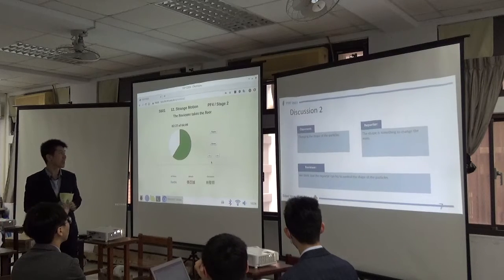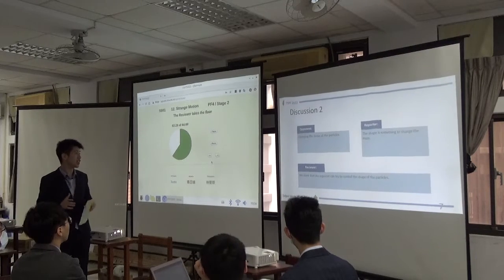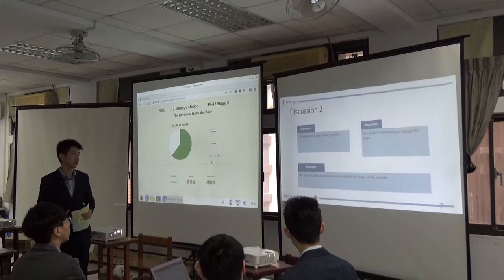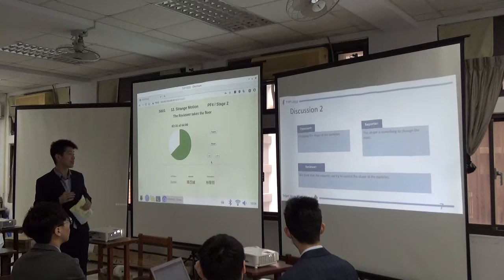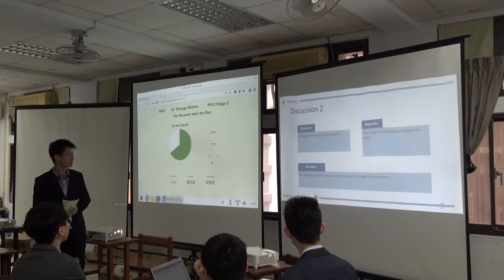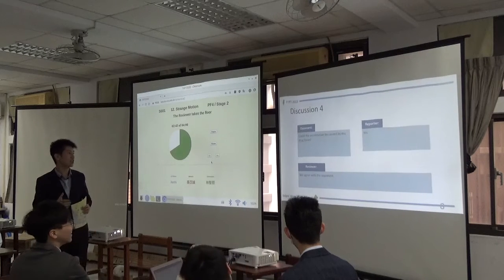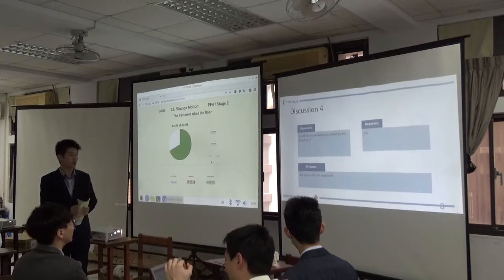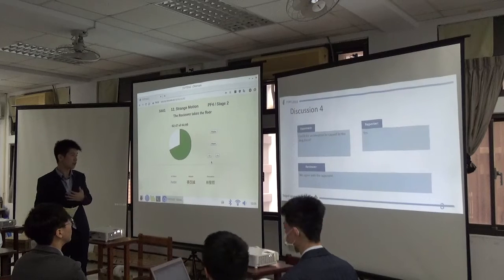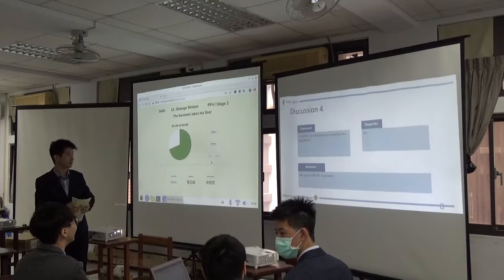And the second question is, the opponent asked about changing the shape of the particles. And the reporter answered, the shape is something to change the mass. And in our view, we think that the reporter can try to control the shape of the particles and improve it in the future. And for the next question, the opponent asked, could the acceleration be caused by the drag force? The reporter said yes. And in our view, we agree with the opponent's idea.